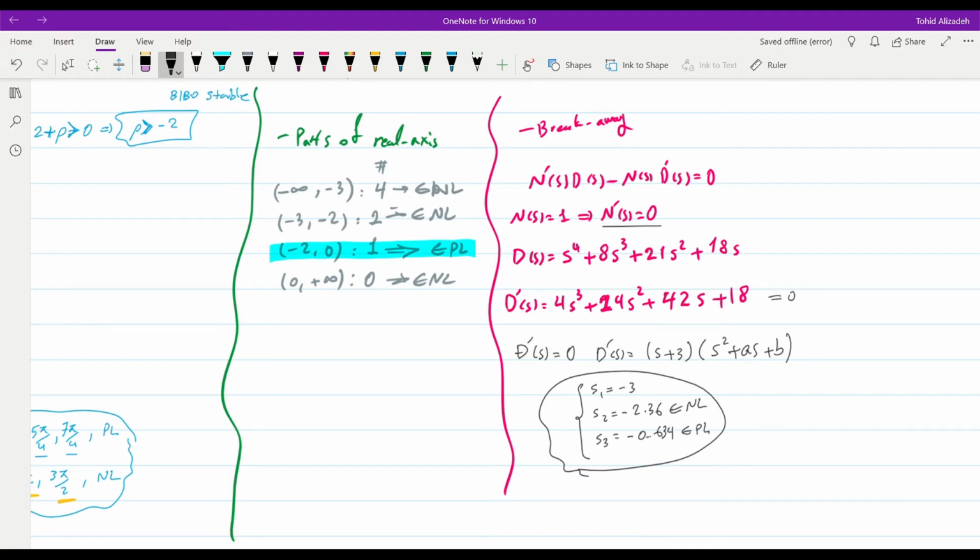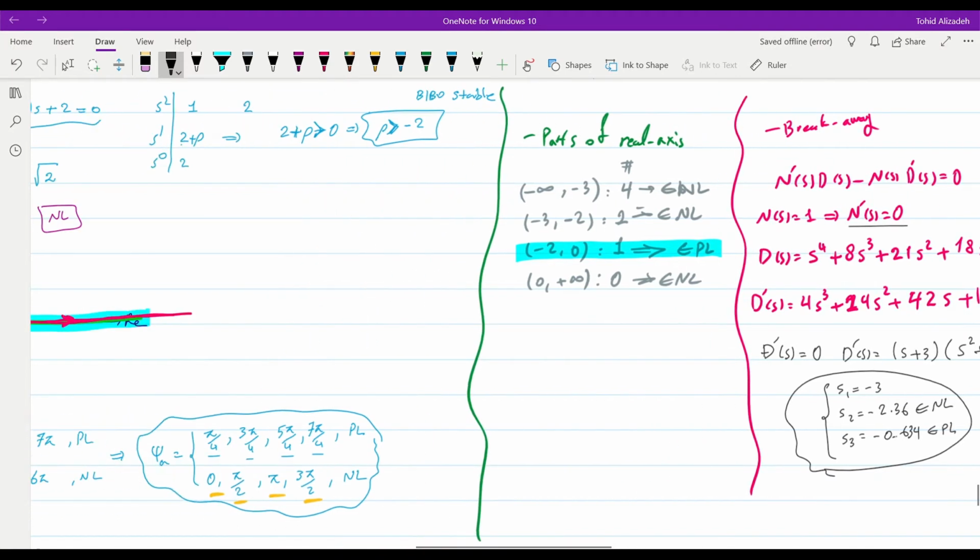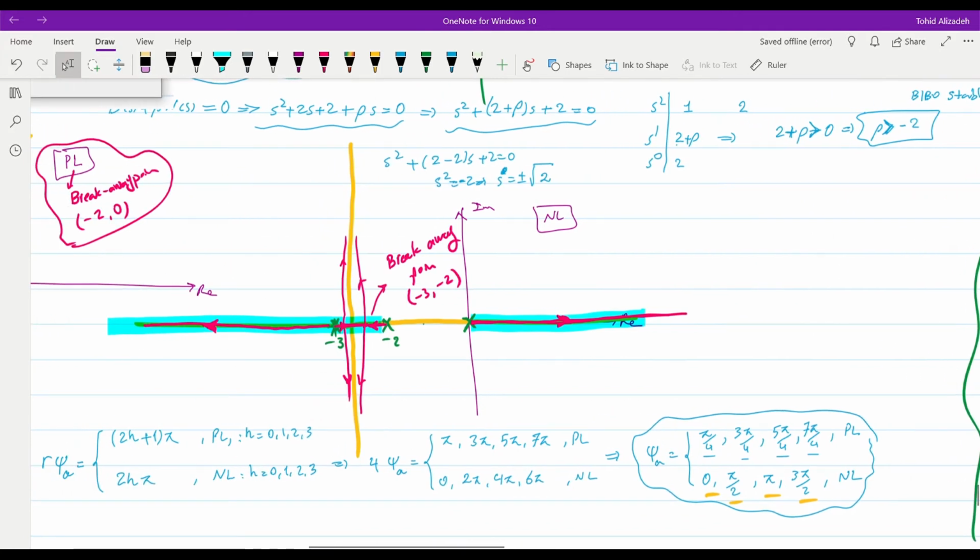So for the negative locus, we have the breakaway point at minus 2.36, which is somewhere around here, let's say. So this one will indeed be the correct one.